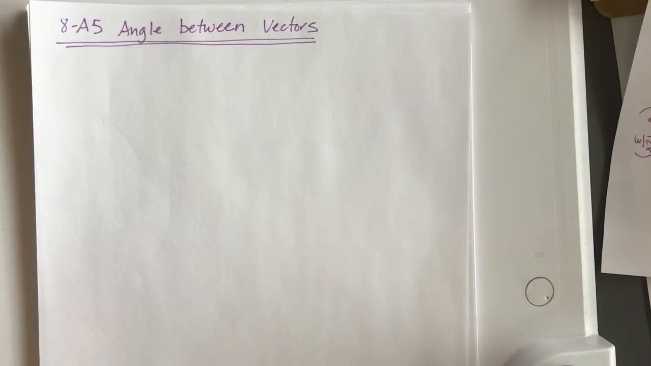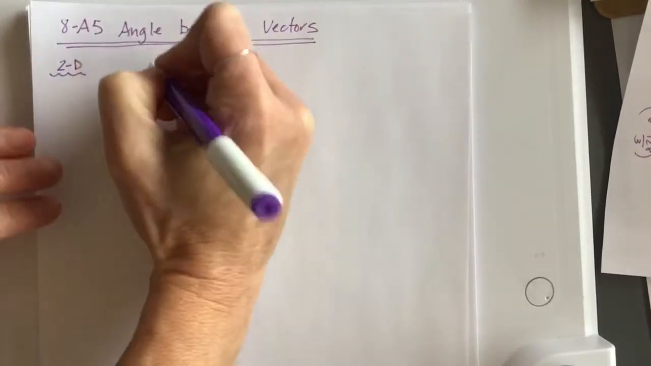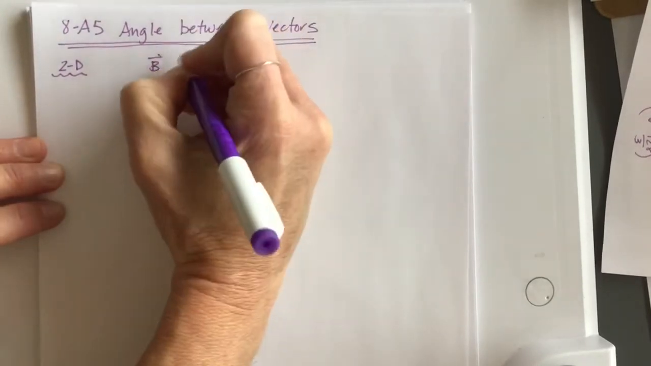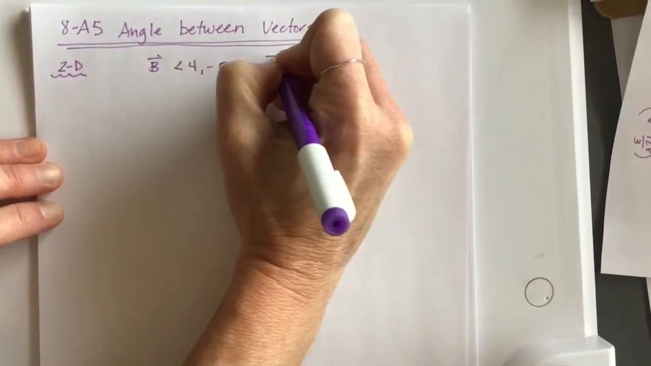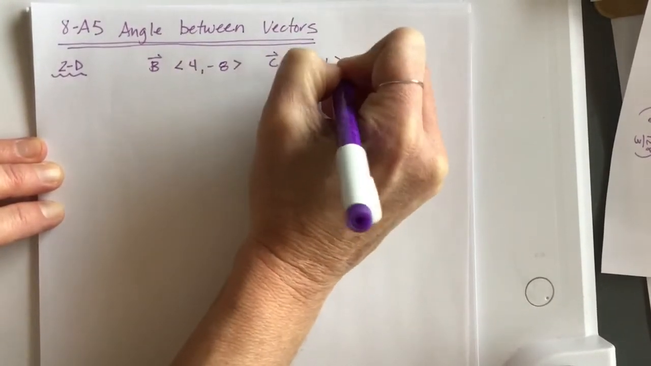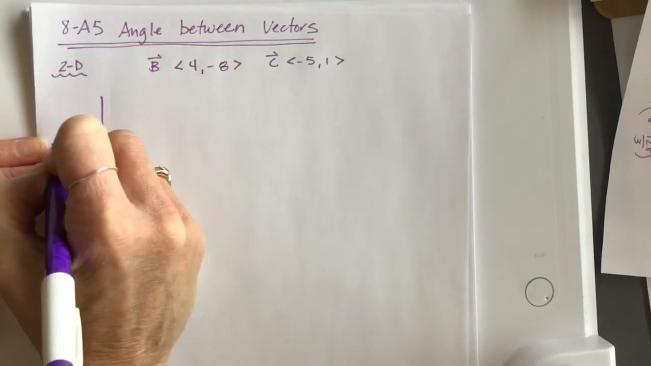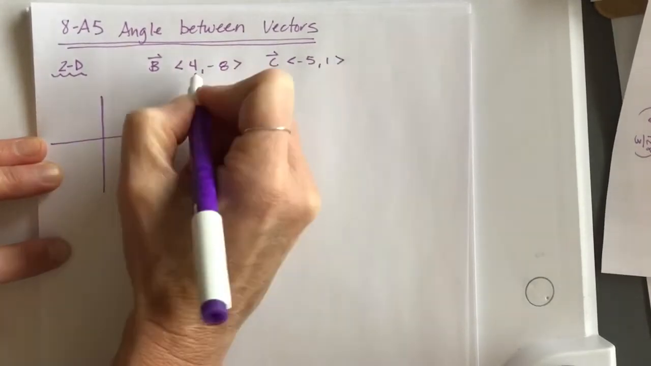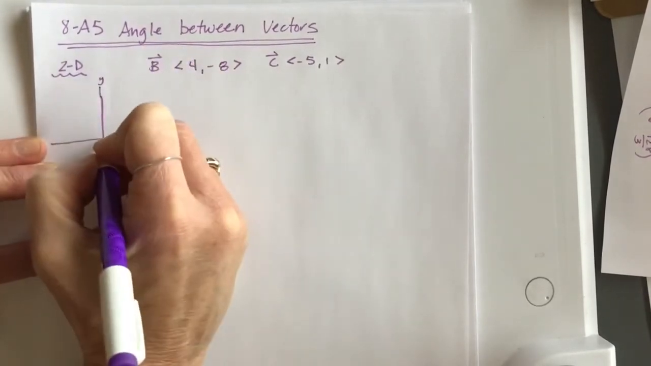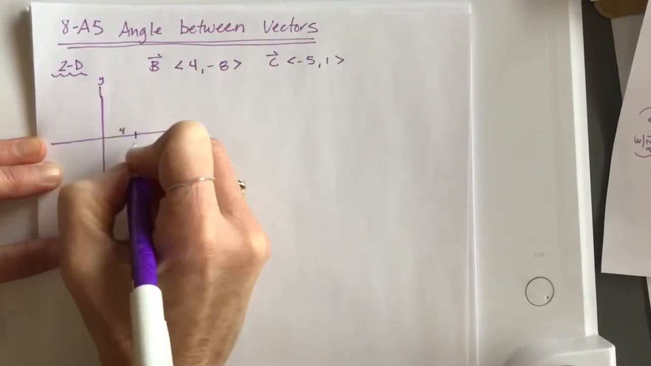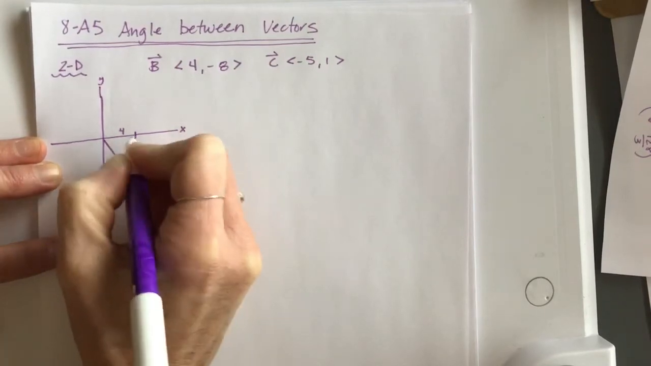In 2 dimensions, it's relatively straightforward. If we have vector B with x and y components, and vector C with x and y components, we can actually draw these two vectors. This is our x component and our y component, or our i and j. So we go out 4 and down 8, and that's B.